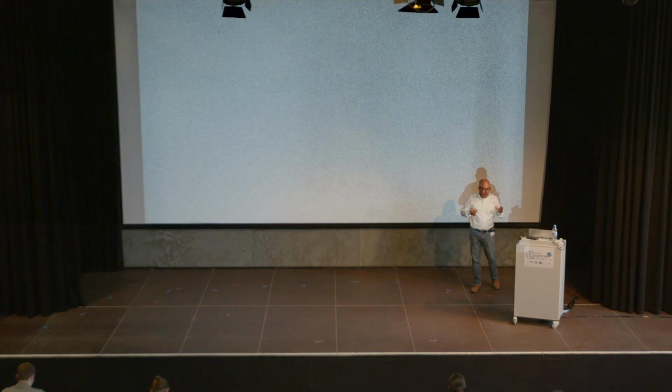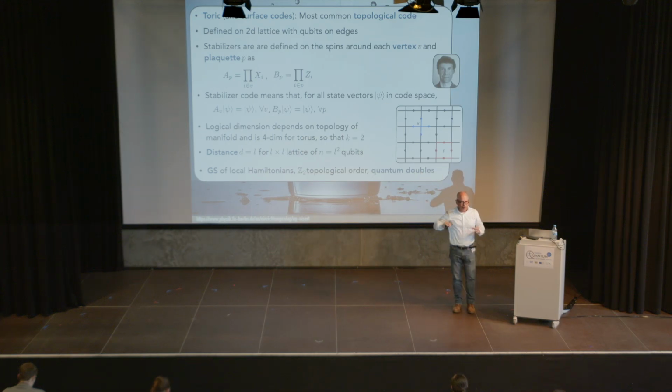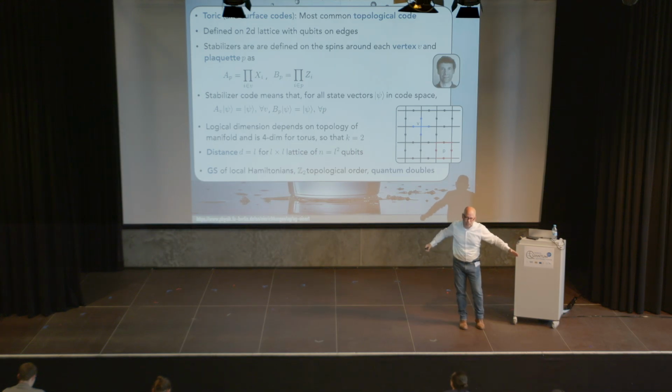Indeed, the logical dimension of the code space does depend on the topology of the manifold, meaning it matters how many ways you can go around, so it's 4-dimensional on the torus, so that k is 2. What is more, you have a knob of the distance, meaning if you have an L by L lattice, the distance would be like L, which means if you don't like the distance that you have, you make a larger patch and you've accommodated the distance that you want to see.